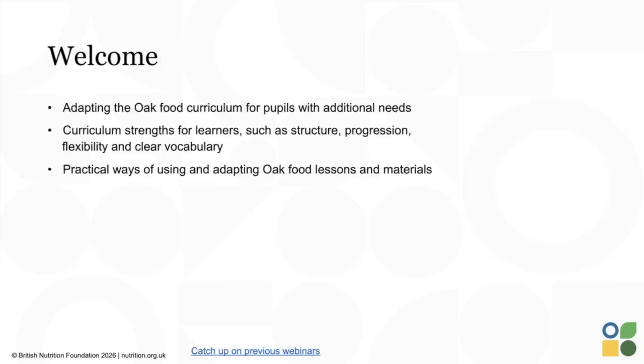So what are we going to cover today? We're going to be looking at adapting the Oak food curriculum for pupils with additional needs, thinking particularly about the curriculum strengths for learners, and Roy's going to go through those, but thinking about structure, progression, flexibility, and also the clear use of vocabulary. And that's something that both of us, when we were developing these resources, really liked: the idea that it's got key vocabulary that learners are encouraged to use.